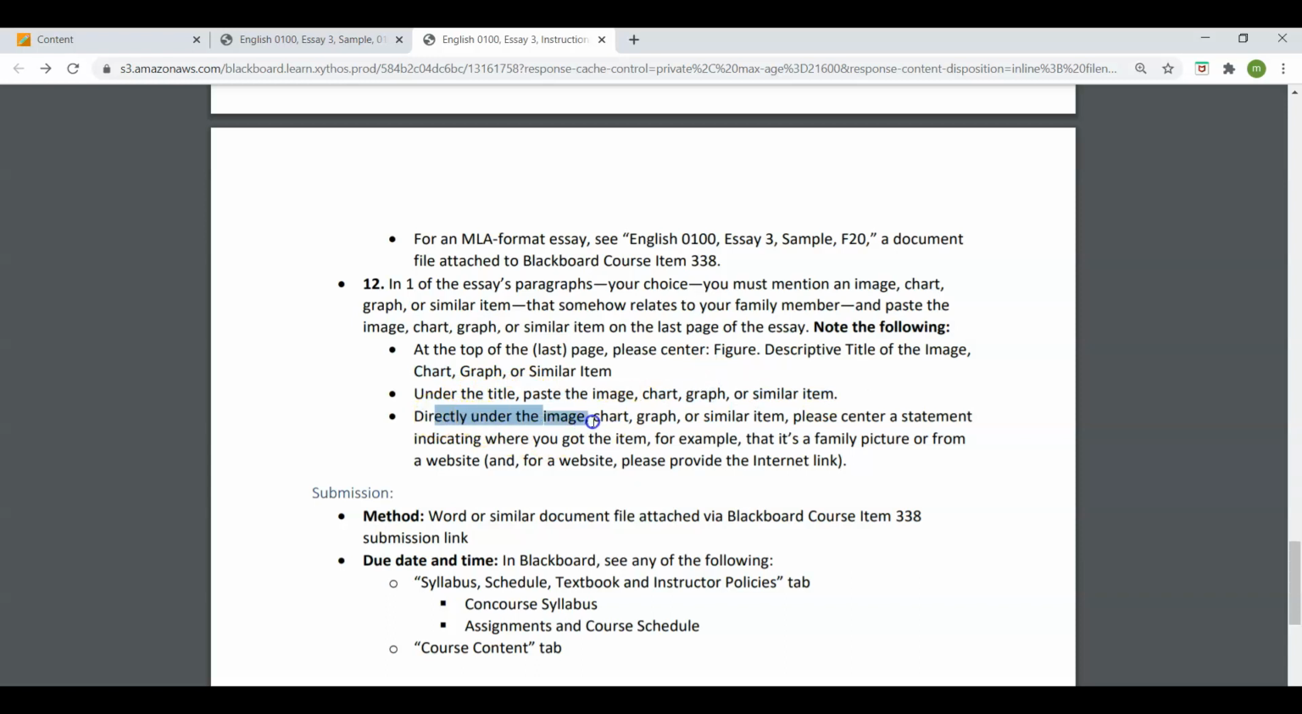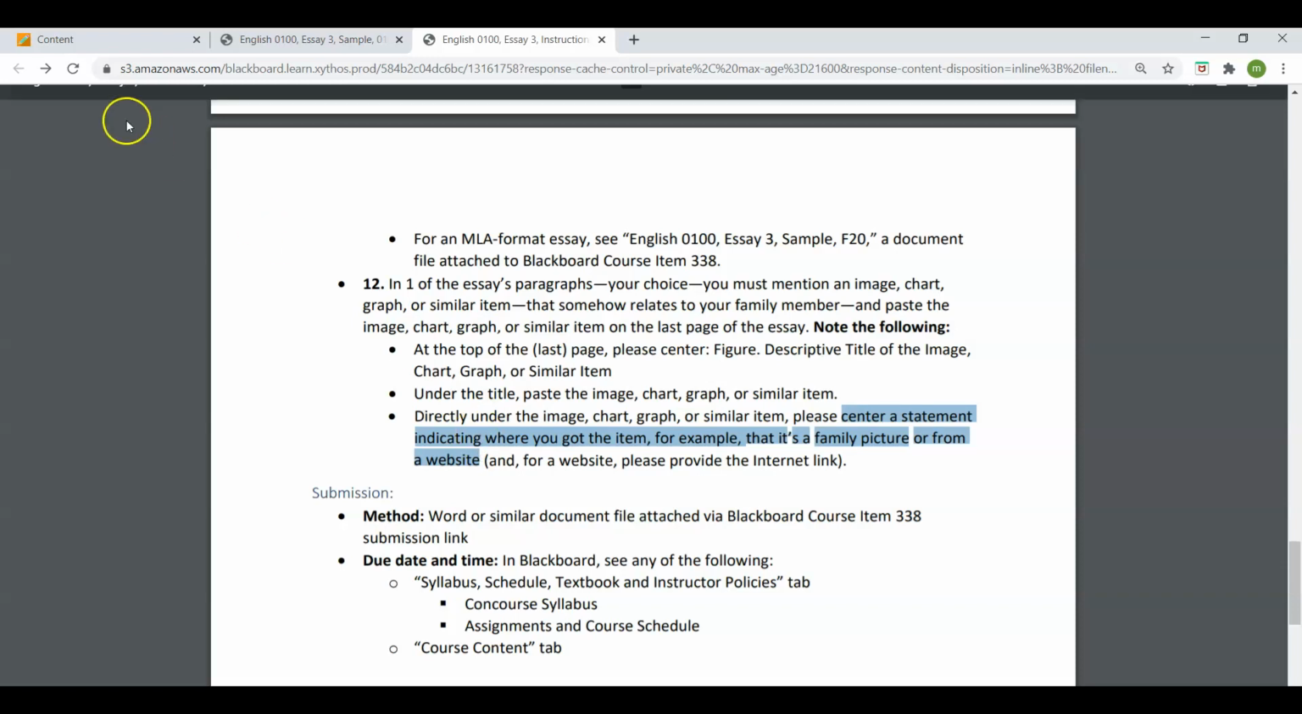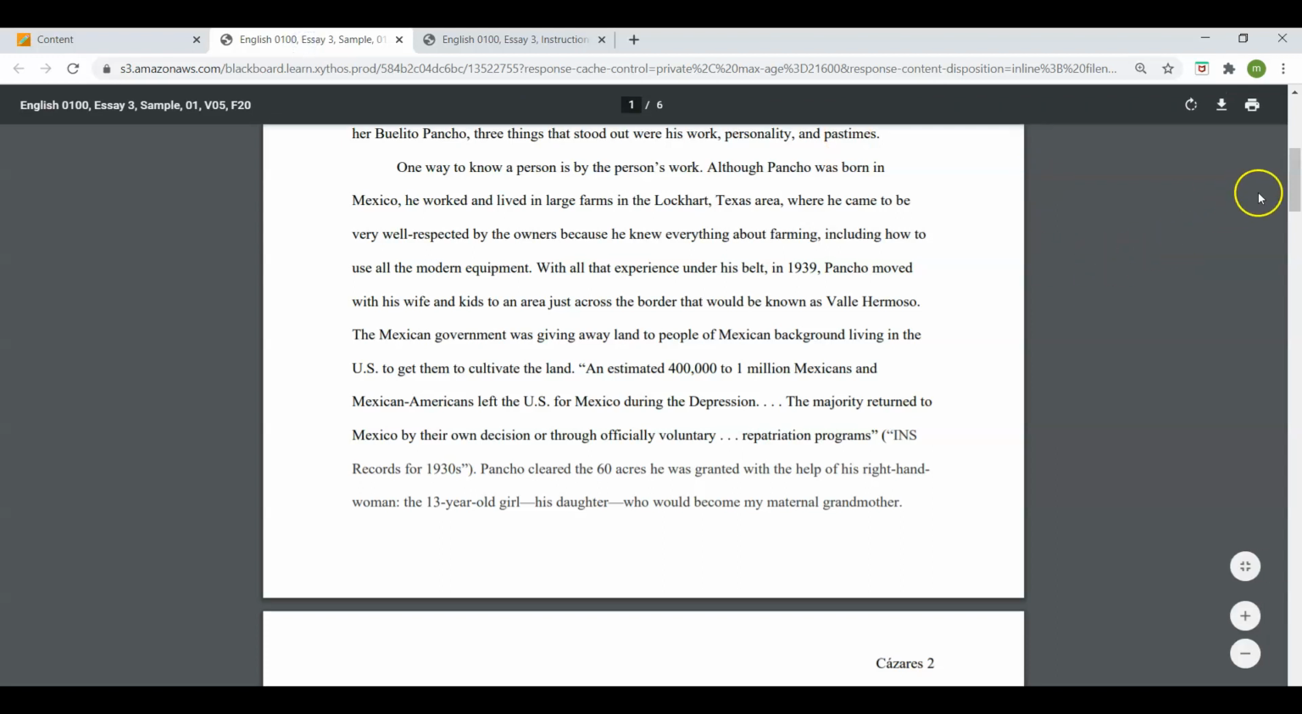And then directly under the image, chart, or graph, or similar item, please center a statement indicating where you got the item. For example, that it's a family picture, or maybe the www, right, if it's a website, where you got it from. Or basically explain where it is. All right, so you've already seen it, and I'll show it to you again.